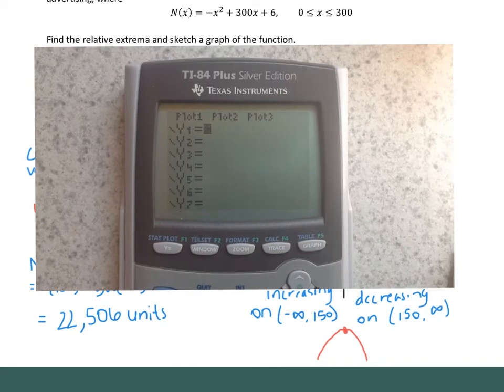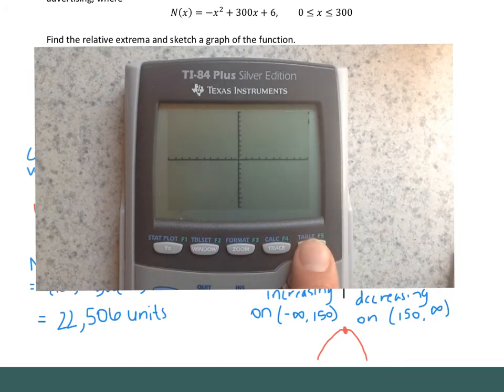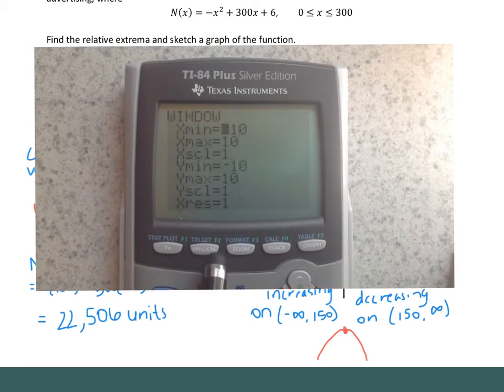To graph this function, I'm going to show you how we can do this in the calculator. We hit Y equals, and in Y1, we type in negative x squared plus 300x plus 6. Now if you hit graph, here's our standard viewing window from negative 10 to 10 along the x and y axes, so we don't see our function. I'm going to go to my window and adjust our x and y axes so that we can see the function.